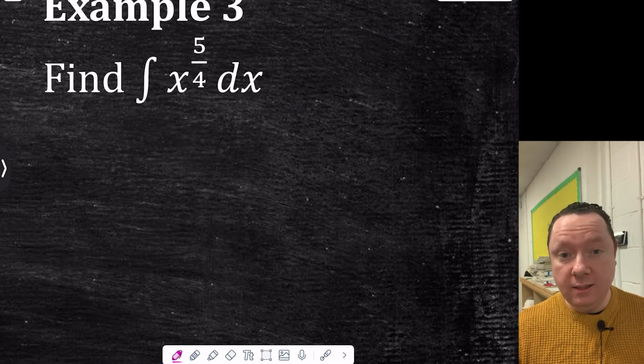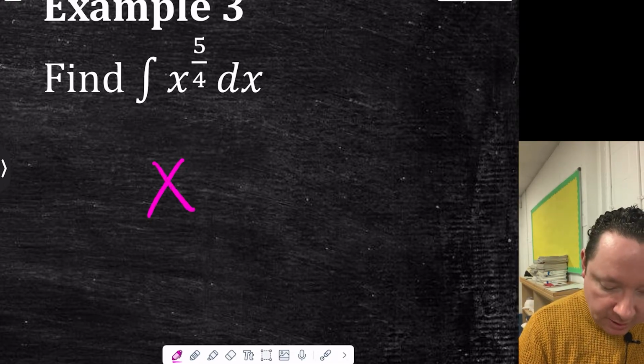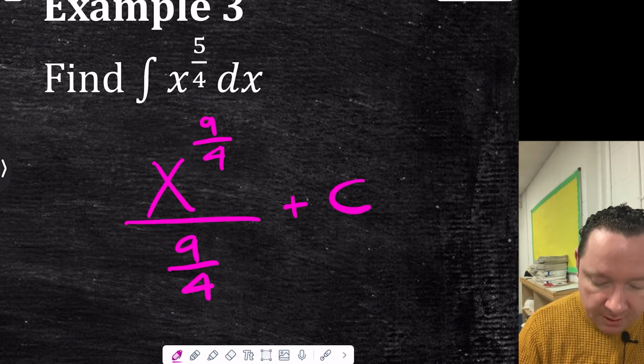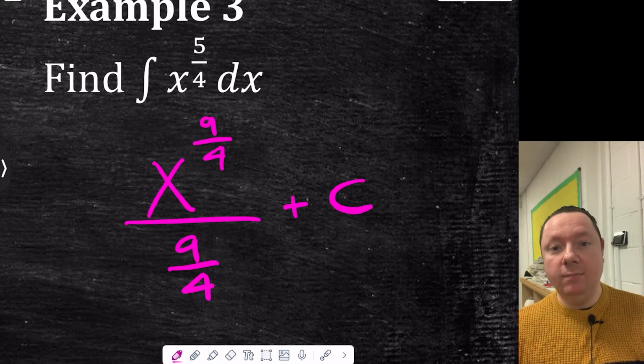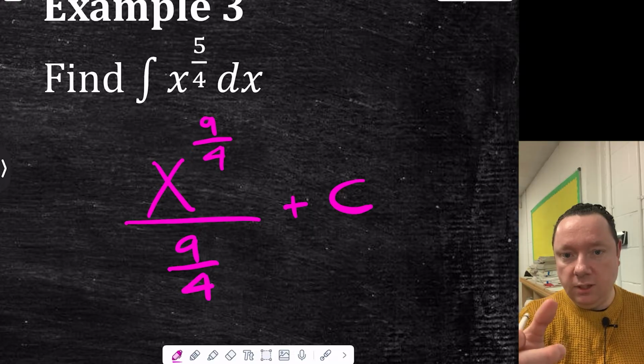So 1 is 4 quarters, 5, 6, 7, 8, 9. So I get x to the 9 quarters. And then I need to divide by the new power, which is 9 quarters, plus c. Dividing by a fraction is the same as times by its reciprocal. In other words, you write times and then you turn the fraction upside down.